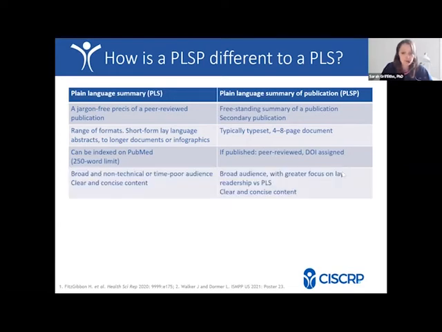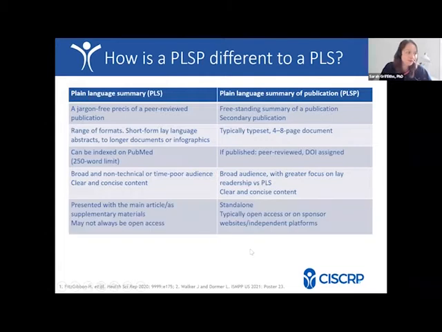The audience, there's a lot of overlap. They're both intended to have a broad audience, particularly a PLS is for a non-technical or time-poor audience, whereas a PLSP has a slightly greater focus on a lay readership versus a PLS, but again, it's a grey area, there's lots of overlap. And what's really important is that both of them present the science in a clear and concise manner to support inclusivity.